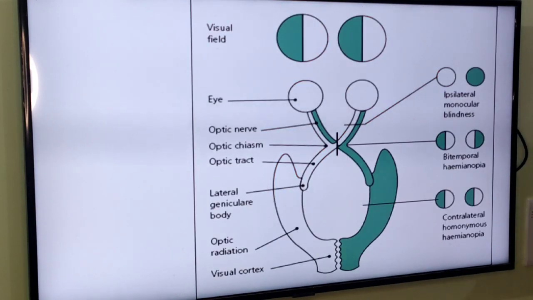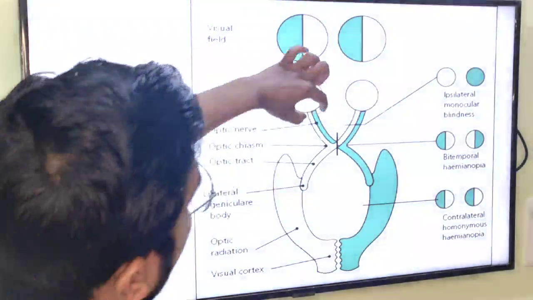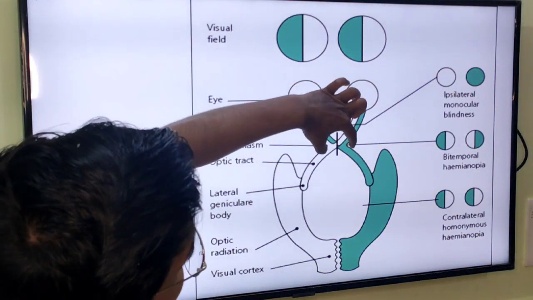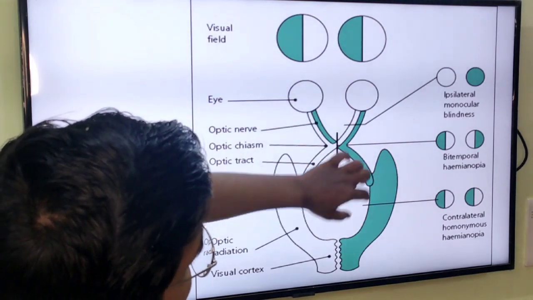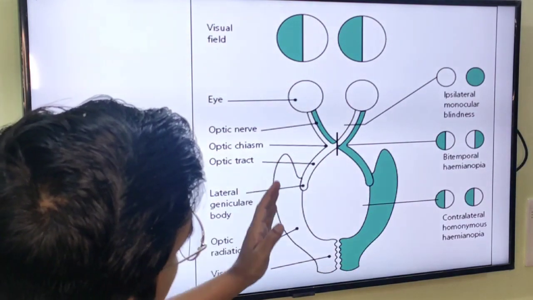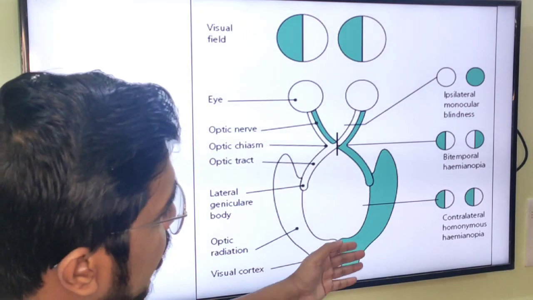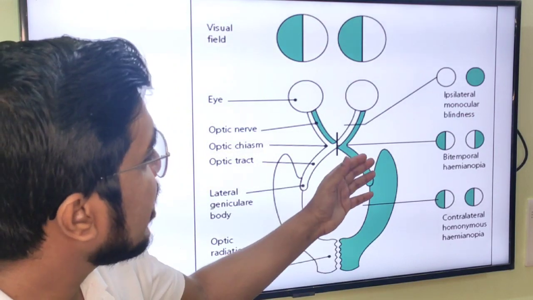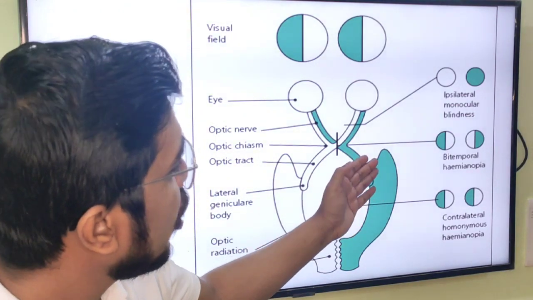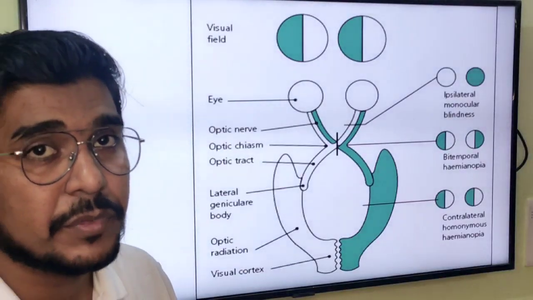For the simplification, I have written these 3 things. Just see, this is the optic nerve, this is the optic chiasma, and this is beyond. This is the optic tract, this is the optic radiation. See the visual cortex. The visual cortex is very much posterior, in the occipital lobe here. So optic tract will be there. So obviously the optic tract will give you the whole contralateral homonymous hemianopia only.